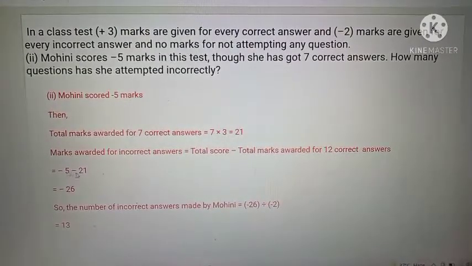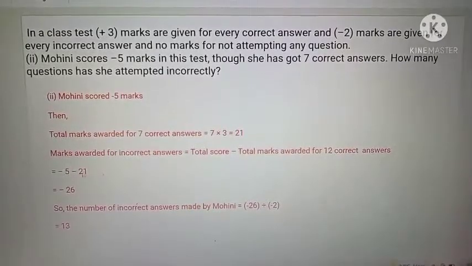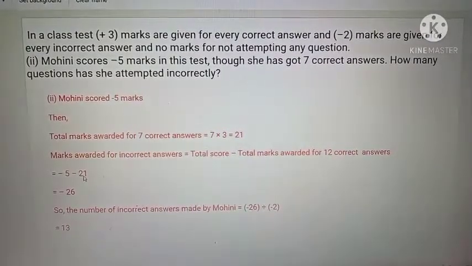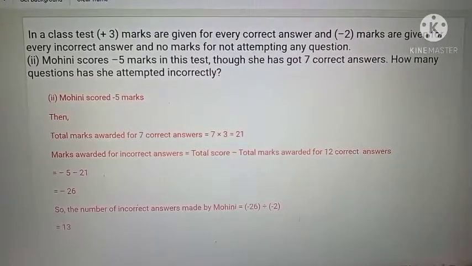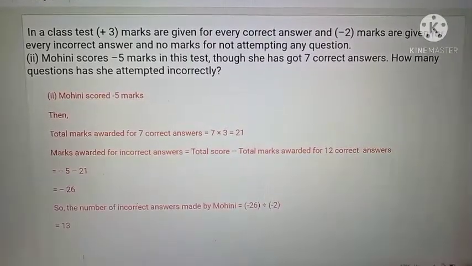Both negatives are here. What will happen when two negatives are coming for calculation? We will add them and we will put the negative sign. 5 plus 21, 26 and negative sign. So the number of incorrect answers made by Mohini is minus 26 divided by minus 2. That is equal to 13.